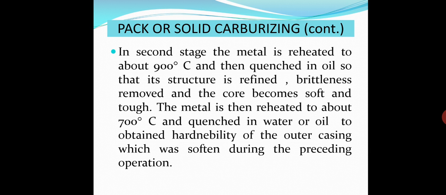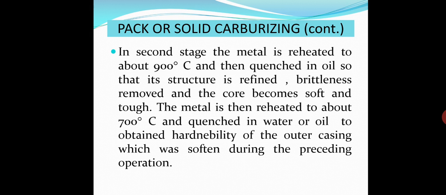The metal is then reheated to about 700 degrees centigrade. In the second stage, the core was affected. The structure, that entire structure was refined. So, core was soft. In the third stage, it is reheated to 700 degrees centigrade and quenched in water or oil to obtain hardenability of the outer casing, which was softened during the preceding operation.